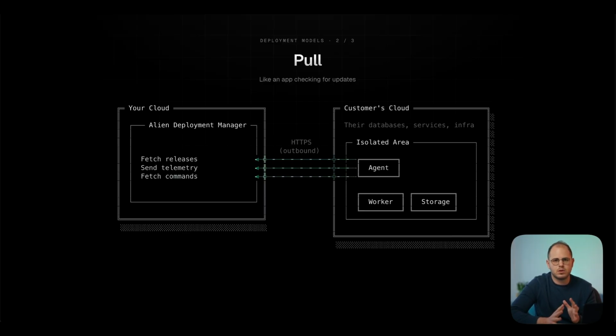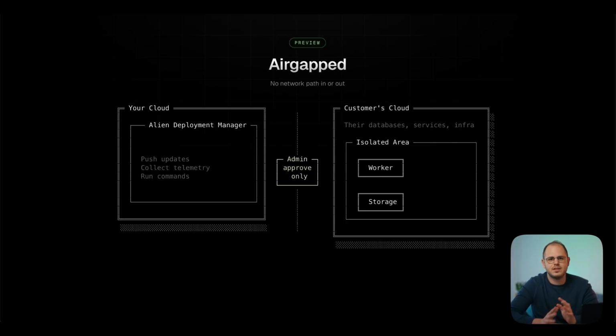And that's where pull comes in. Pull is like an app checking for updates. A lightweight agent runs inside the isolated area and calls out to your servers over HTTPS. No inbound ports, no VPN, no shared cloud access, just outbound HTTPS. And for the final boss customers, there's air-gapped. No open connection to your servers, only very specific operations, manually approved by an admin.